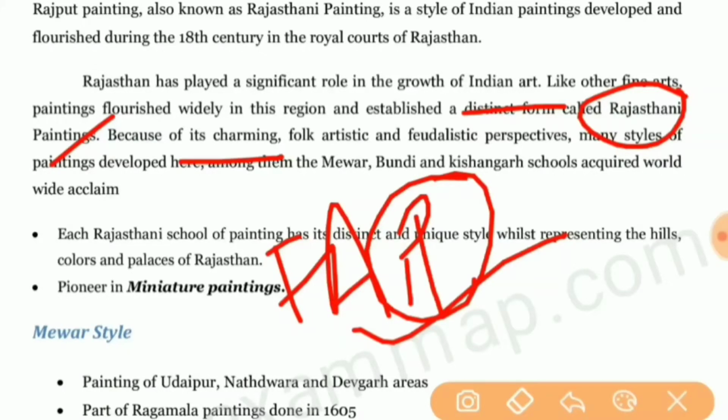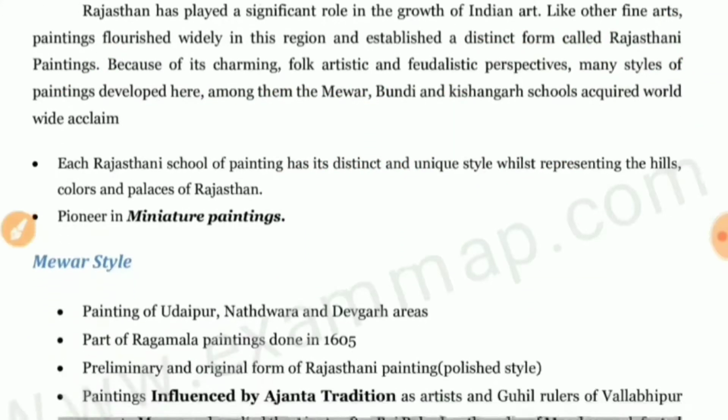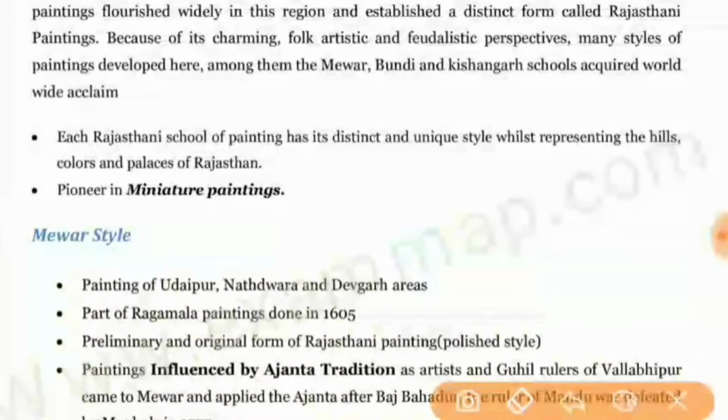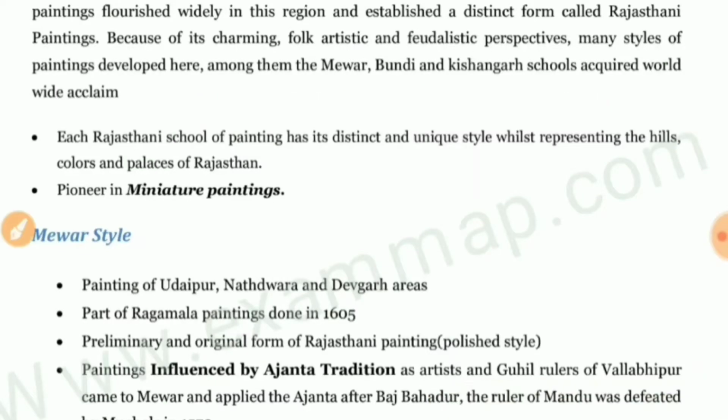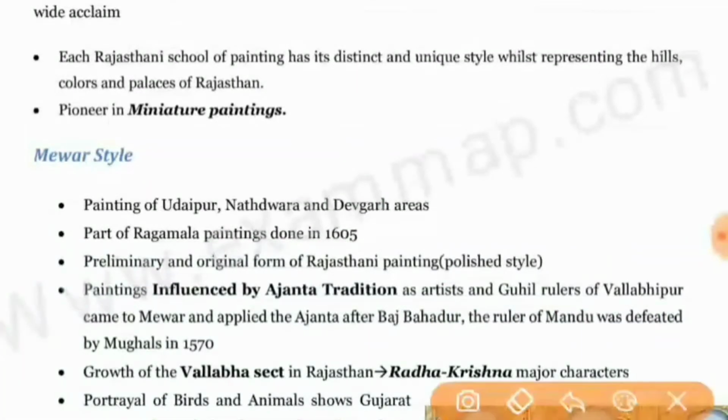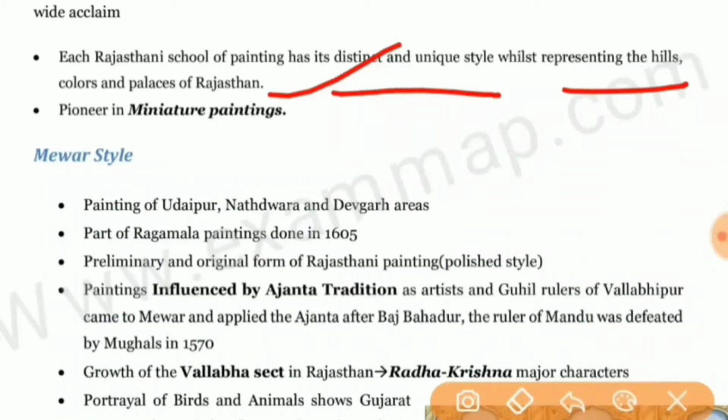Because of its charming folk, artistic and feudalistic perspective, many styles of paintings developed here. Among them, the Mewar, Bundi and Kishangarh schools acquired worldwide acclaim. Each Rajasthani school of painting has its distinct and unique style and the representation of the hills, colors and places of Rajasthan. It is a pioneer in miniature paintings. Miniature means small.